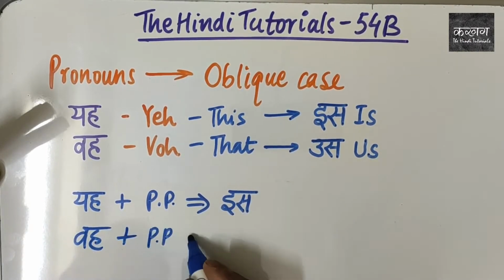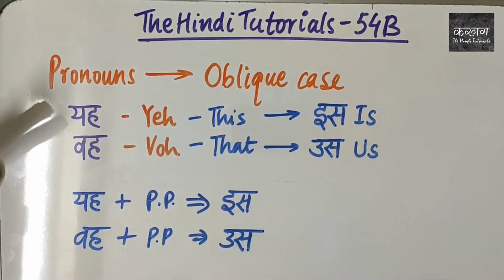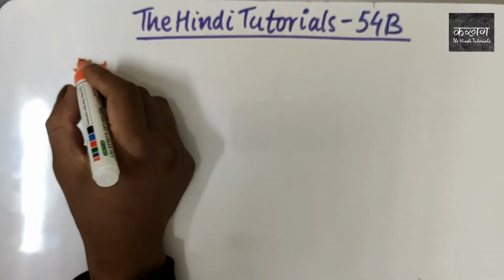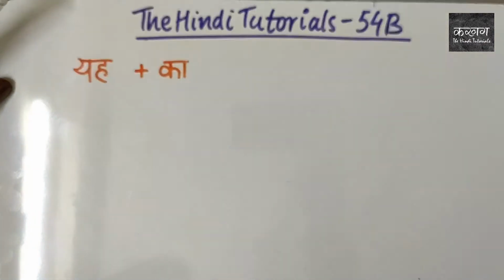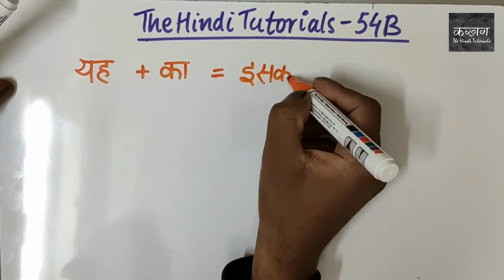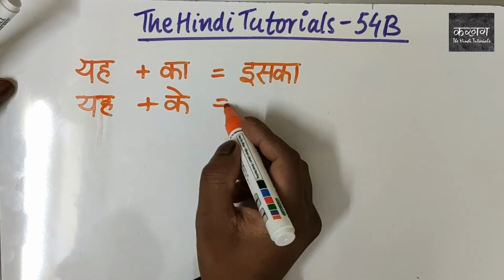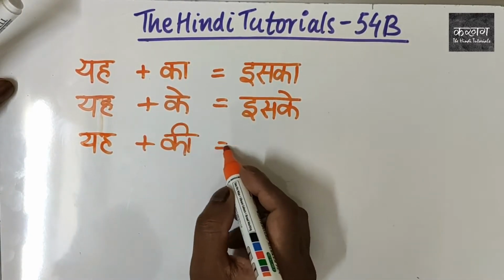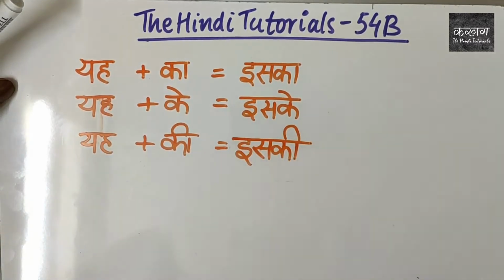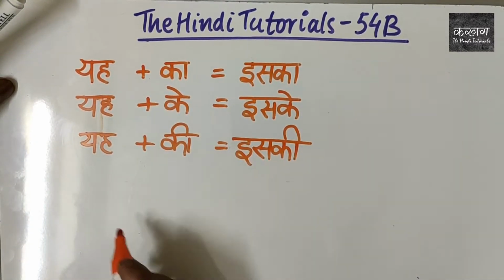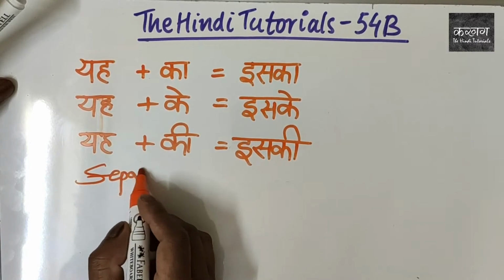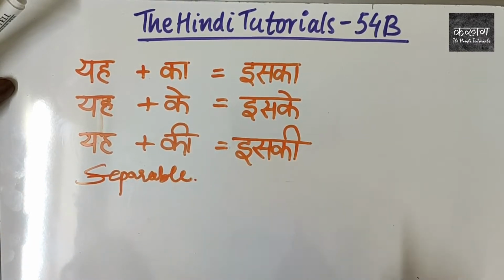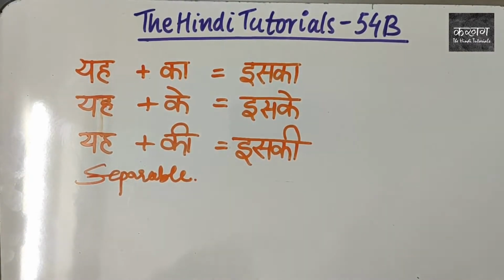So let's add ka, ke and ki first, the possessives. ठीक है? So ye and ka make iska. Ye and ke make iske. And ye plus ki becomes iski. So in this case, the words iska, iske, and iski are separable. By separable, I mean that they can be used separately.